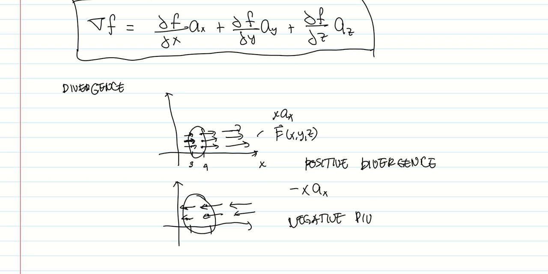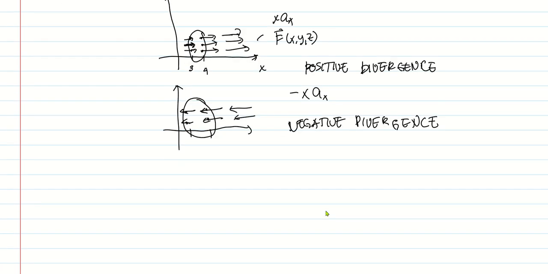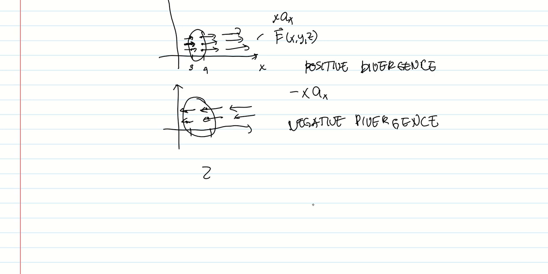If this is the case, then we have a negative divergence. And what happens if the strength of the vectors that are entering is the same as the strength of the vectors that are leaving? We call that a zero divergence. That's the time when you get zero divergence. It means the strength of the field entering the circle is the same as the strength of the field leaving the circle.